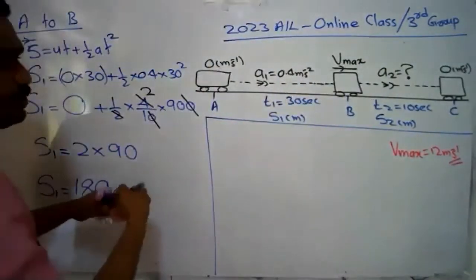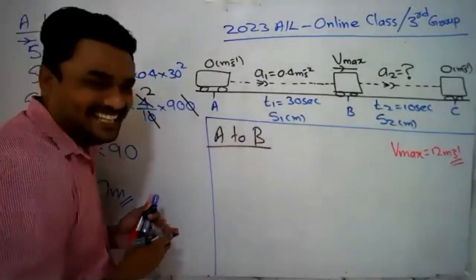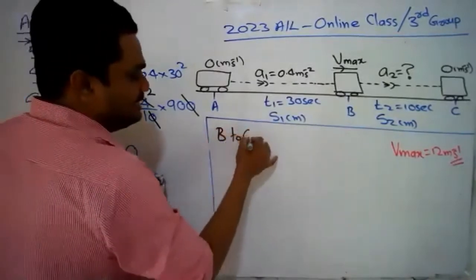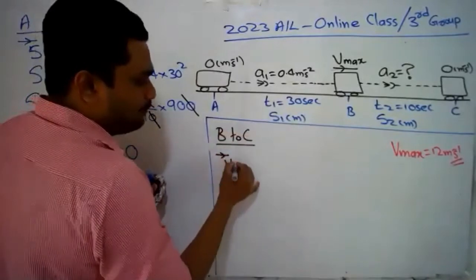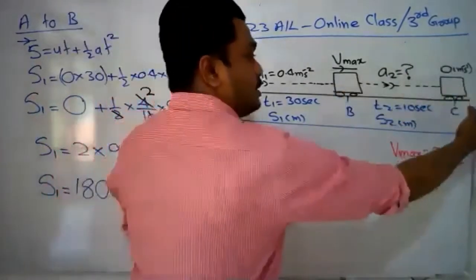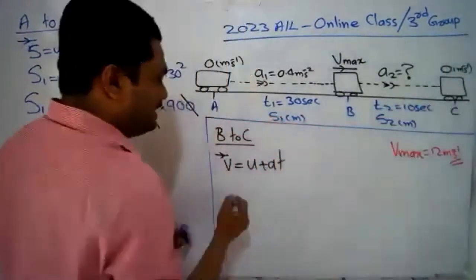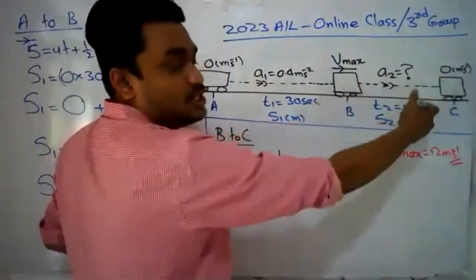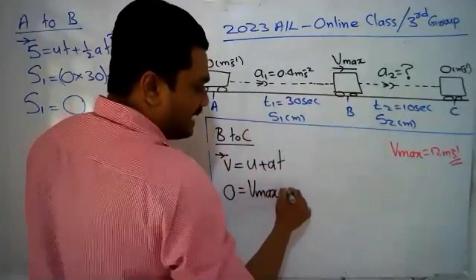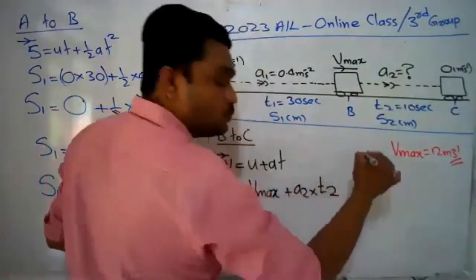Not the A to B section, A to B case is over. For the B to C section, in this direction we apply the equation V equals U plus AT. If you consider the BC section, the final velocity is the velocity at the point C, that is 0. In the BC section, the initial velocity means the velocity at the point B, that is V max. The B to C acceleration is A2, and the time taken is T2.